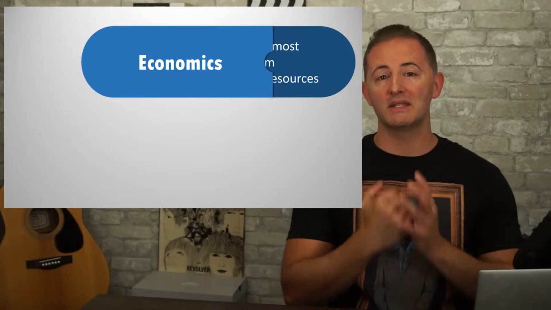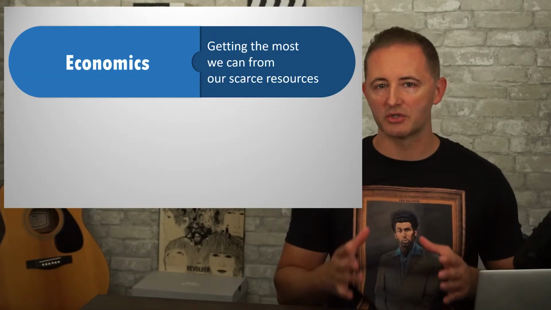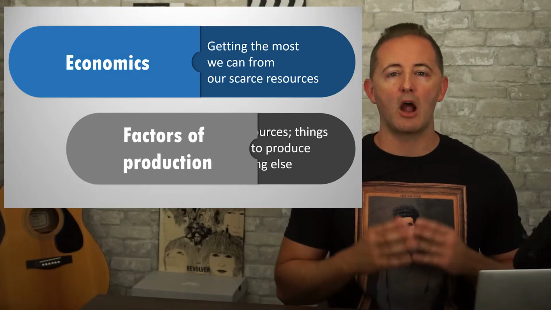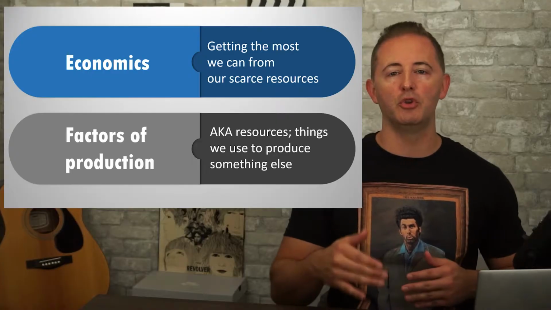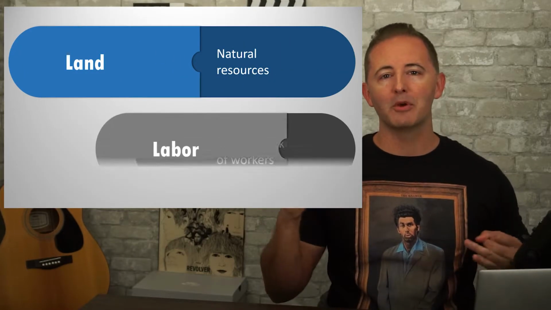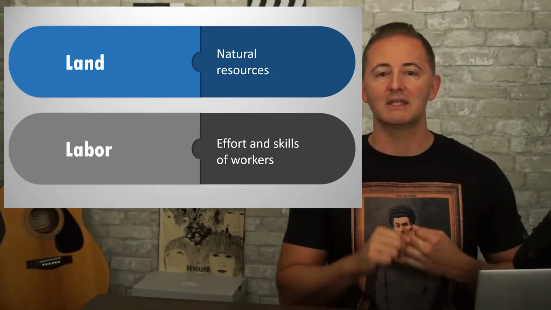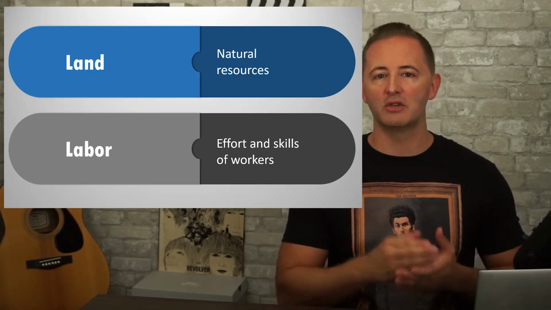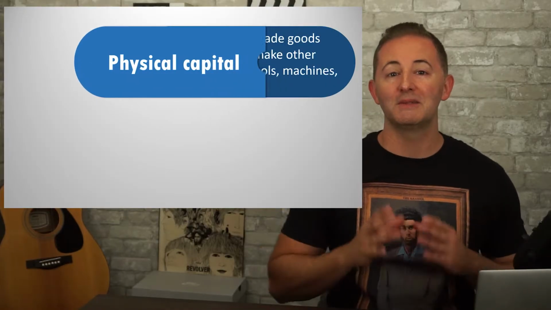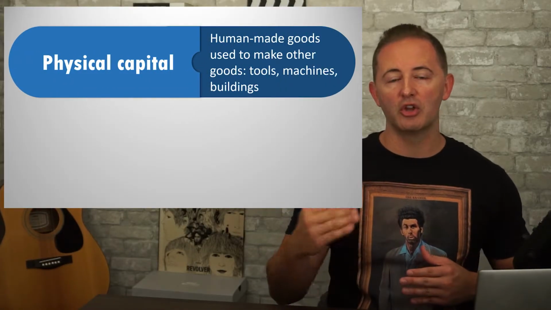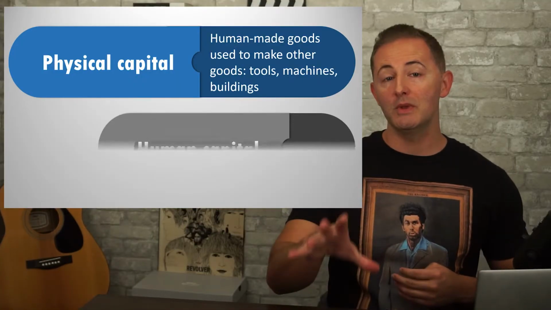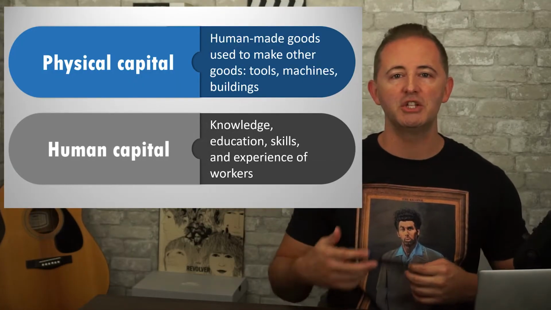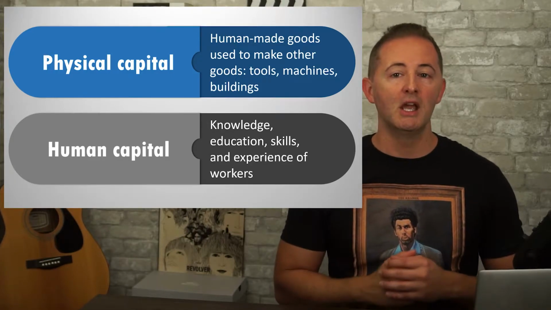Okay, so if economics is about getting the most we can from our scarce resources, then let's quickly highlight our resources, aka factors of production. In other words, the things we use to produce other stuff. Land includes all natural resources. Labor is the effort and skill of workers. Next is capital, which we have two types of, physical and human. Physical capital is man-made goods that are used to make other goods and services, things like tools, machines, technology, and buildings. Human capital refers to the knowledge, education, skills, and experience of workers.